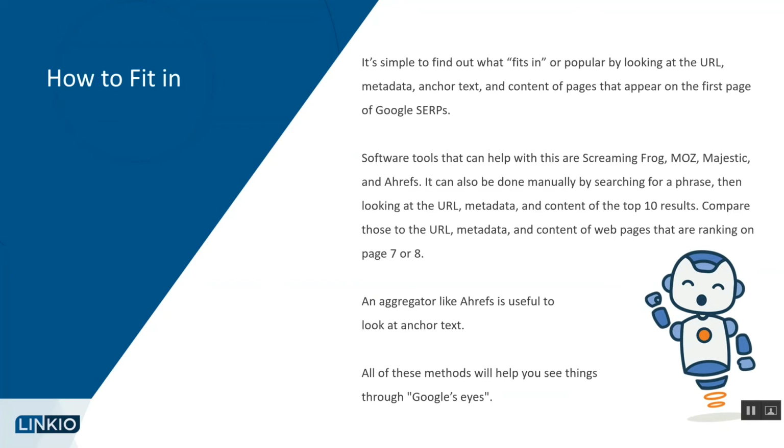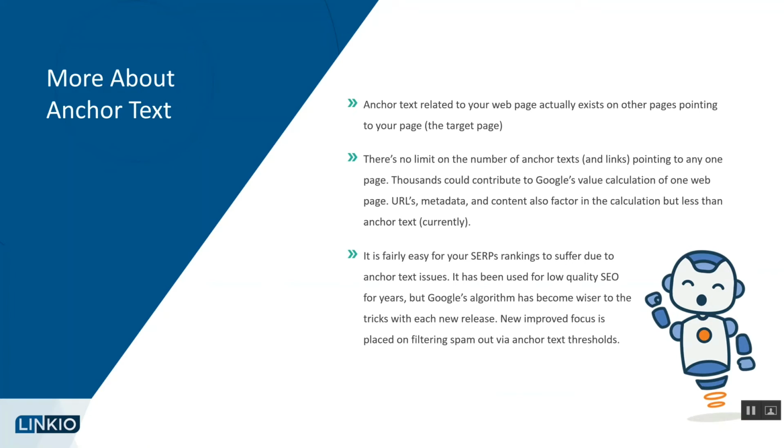So I talked about content and keywords, but we can also look at anchor text, because dressing your website for success means making sure Google knows that you're relevant for what you want to be relevant for, and anchor text is a big part of that. So anchor text related to your web page doesn't exist on the page that you're trying to optimize. It exists on other pages that point to your page. This can be other pages on your site, or it can be other pages across the web that have nothing to do with your domain.